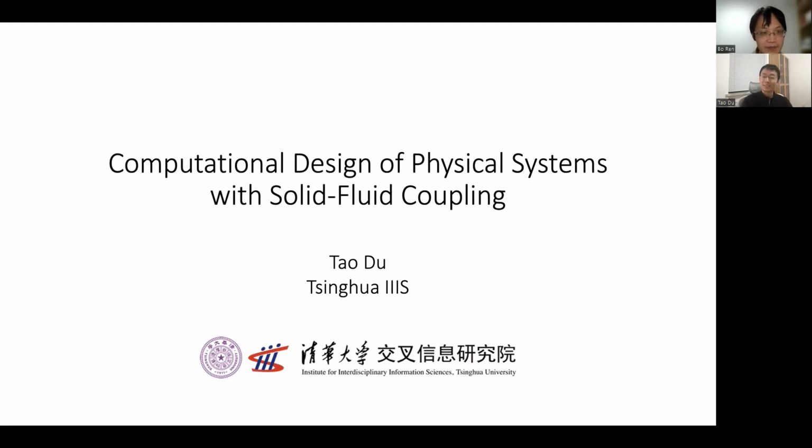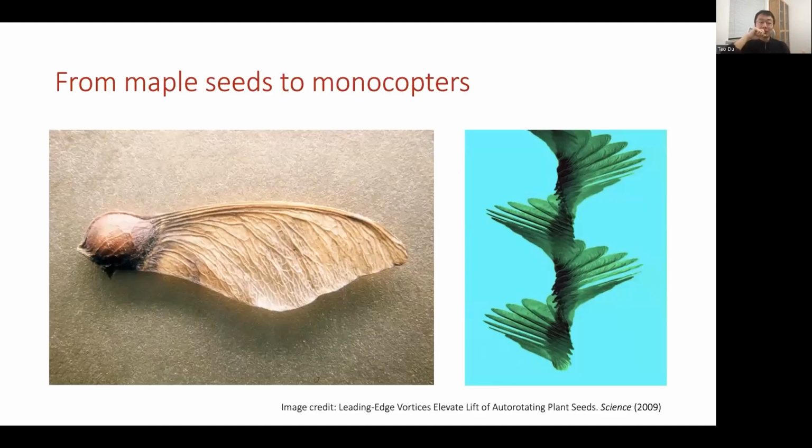Thank you very much for the introduction. I'm glad to be here today to share our recent research works on computational design of physical systems with solid-fluid coupling. Let me motivate the talk by explaining why I feel excited about solid-fluid coupling using an example from nature.